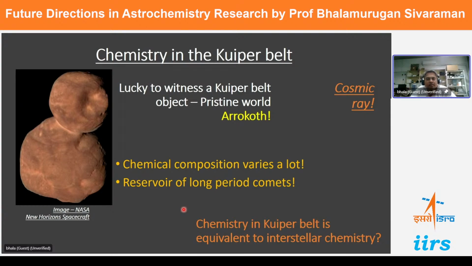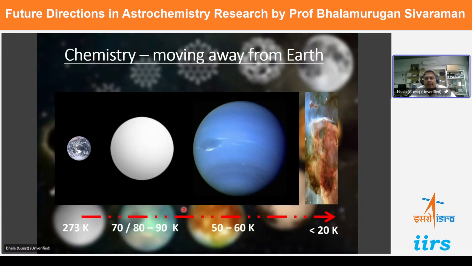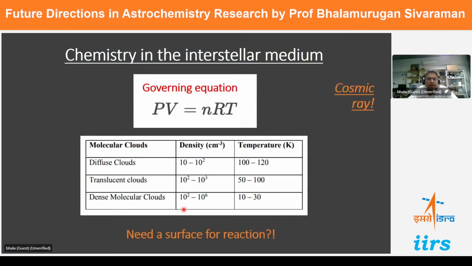The more you go away from the solar system, the influence of radiation keeps reducing. Okay, that's one thing, but the impacts keep happening everywhere. It doesn't matter wherever the object is. So the chemistry is there everywhere here, right?